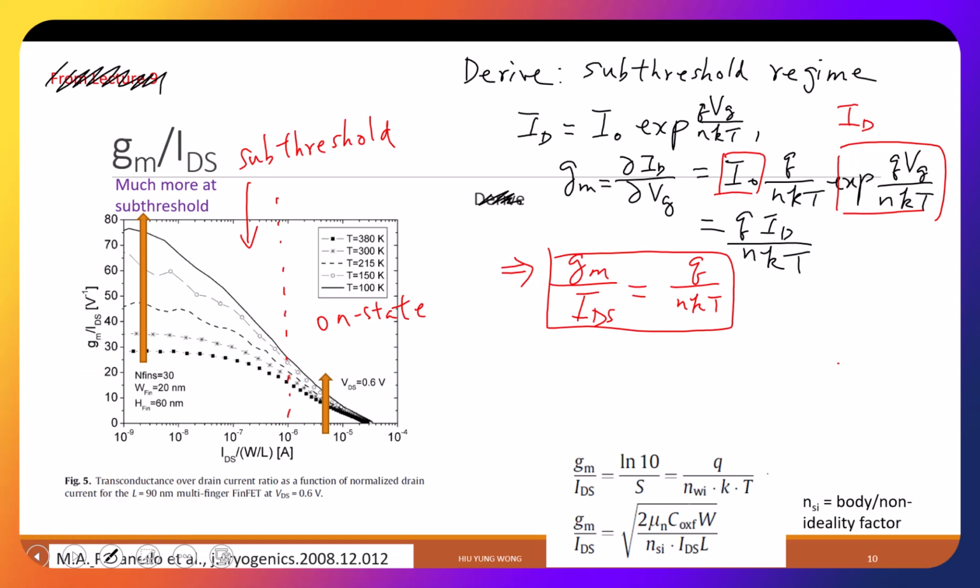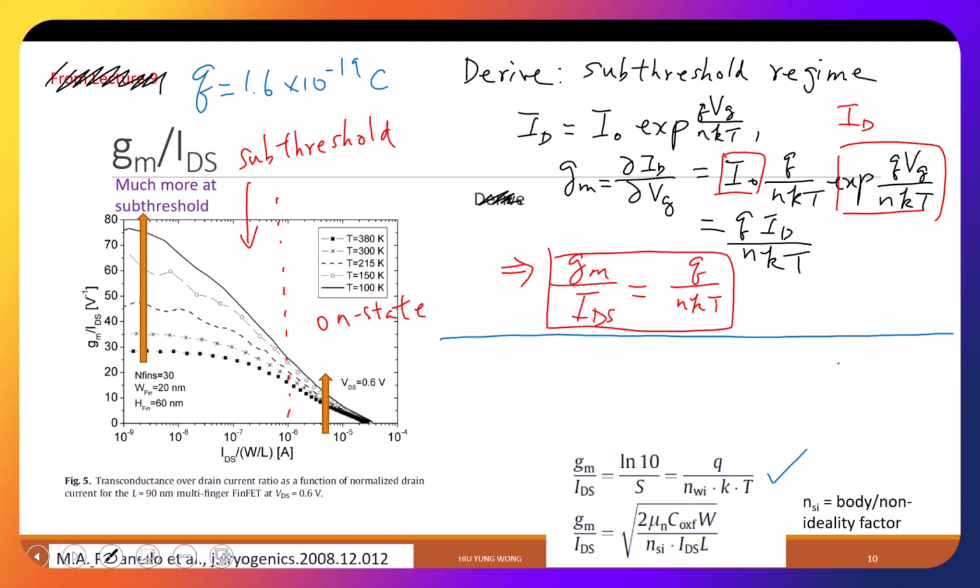And that's why you get this equation: Q over N W I dot KT, which is not 10 divided by S. Q is the elementary charge. Q equals 1.6 times 10 to the power negative 19 Coulomb. At cooler temperature, which is what we have been expecting, right?